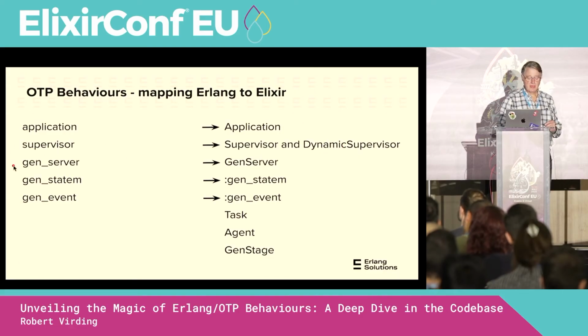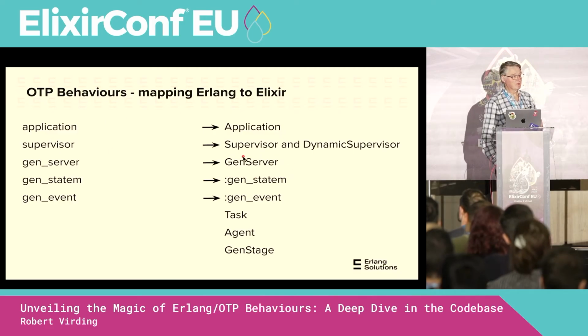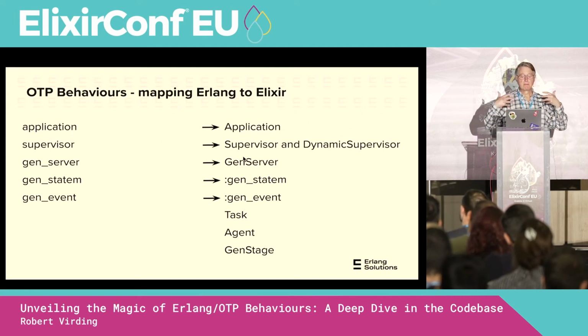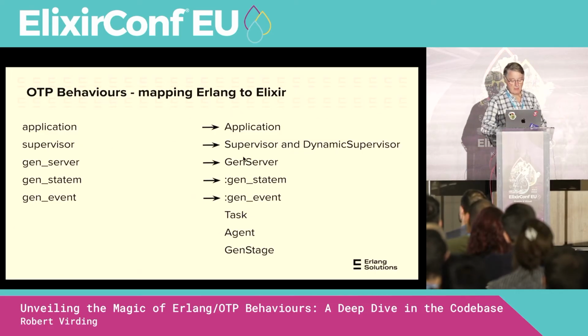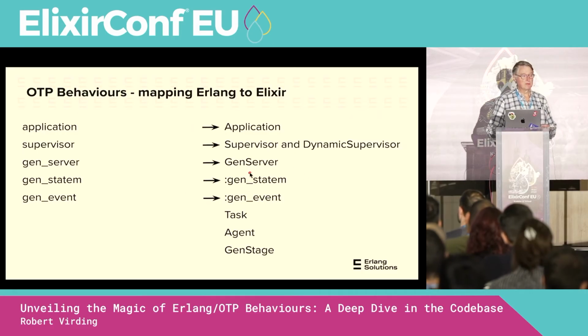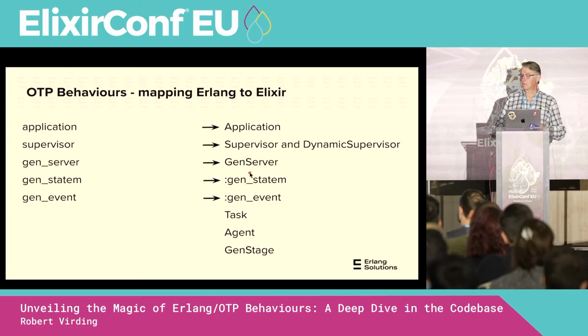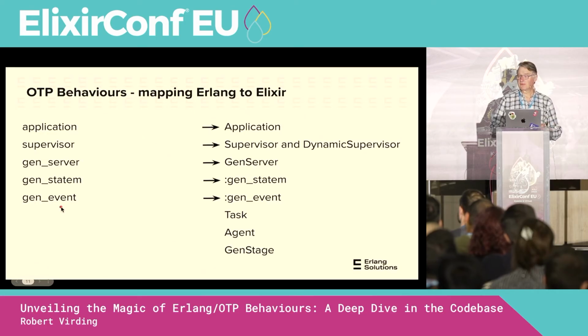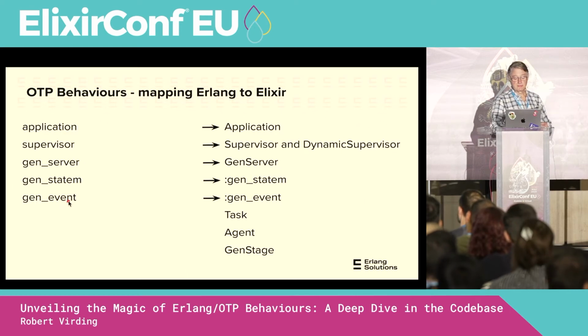The gen_server on the Erlang side goes to the GenServer on the Elixir side. It does exactly the same thing. They're calling the same code at the back end, it's just providing a more typical Elixir interface into it. The gen_statem, the state machine, doesn't really have an Elixir side. There used to be one called GenStateMachine, but from what I understand, that's been deprecated now. It's still there, but it's deprecated. And the same thing with the event here as well. There is a GenEvent, but that's deprecated as well. And if you look at the Elixir documentation, it says just use the gen_event module straight off. And the same thing with the state machine.